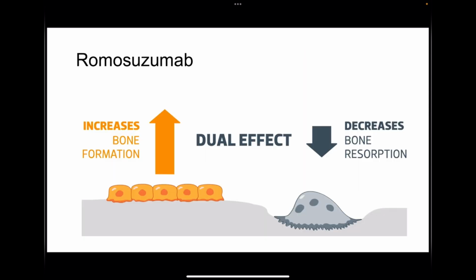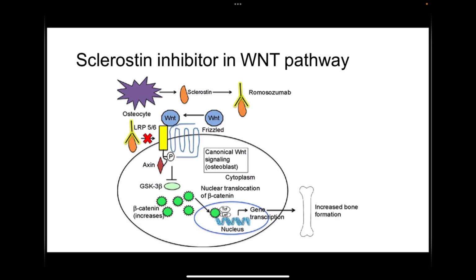Romosozumab, we have already discussed. It acts by dual action. It increases bone formation as well as it reduces bone resorption. This is given in monthly injection forms, and this is the mechanism of action of romosozumab. This is an inhibitor of sclerostin in the WNT pathway.